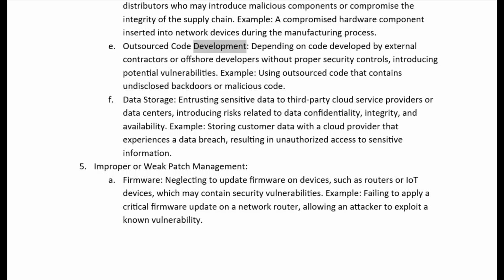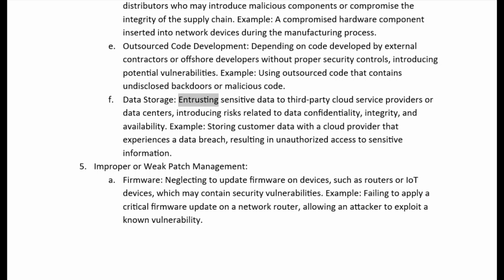Outsourced code development: depending on code developed by external contractors or offshore developers without proper security controls, introducing potential vulnerabilities. Example: using outsourced code that contains undisclosed backdoors or malicious code.